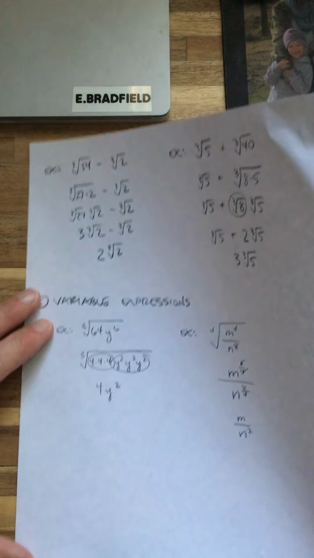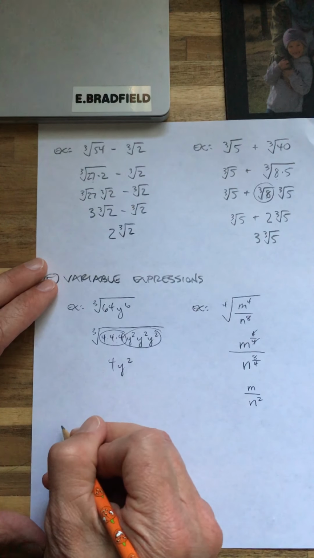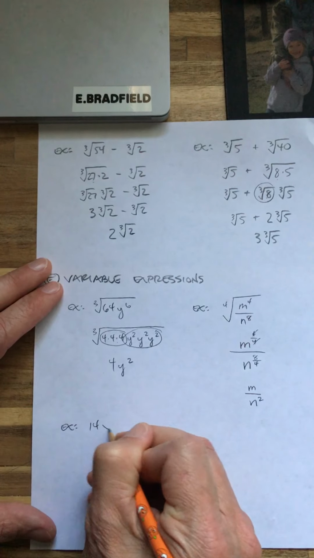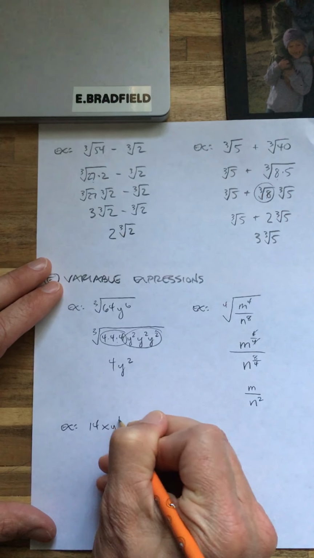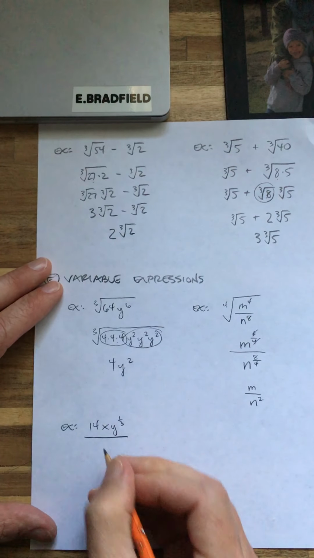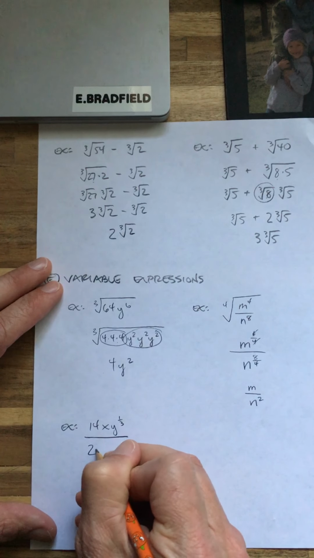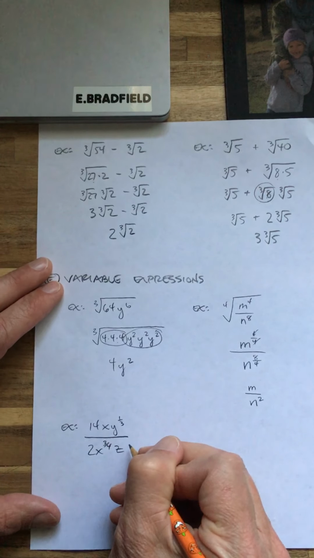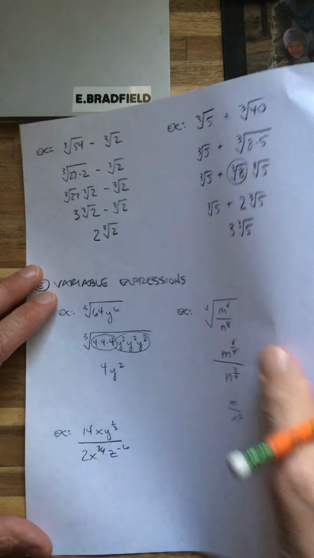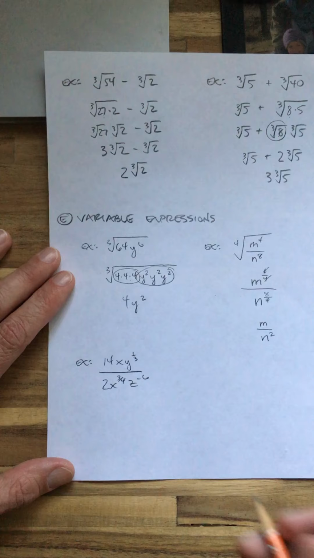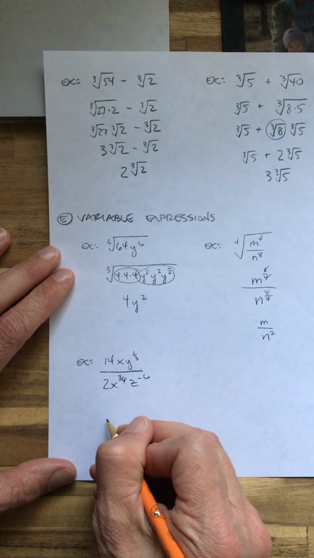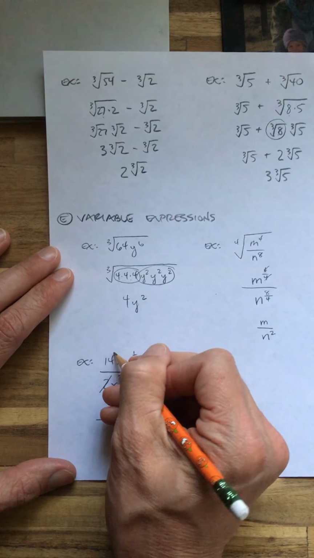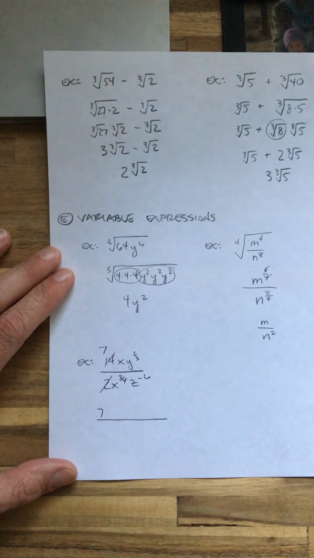All right. I think I might have time for one more. Let's try this. Example. We have 14 x times y to the 1/3 over 2 times x to the 3/4 times z to the -6. All right. Now this might get messy. I don't know that I've ever done this before. So watch this. I notice the 14 over 2. That cancels, this turns into 7, so I have a 7 right there.